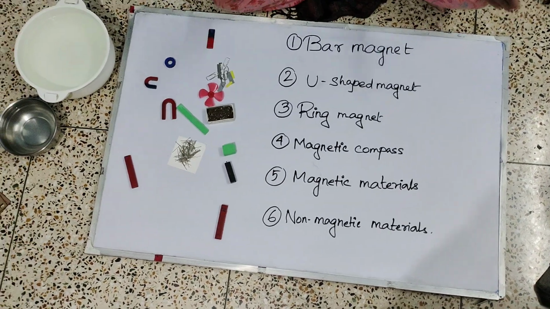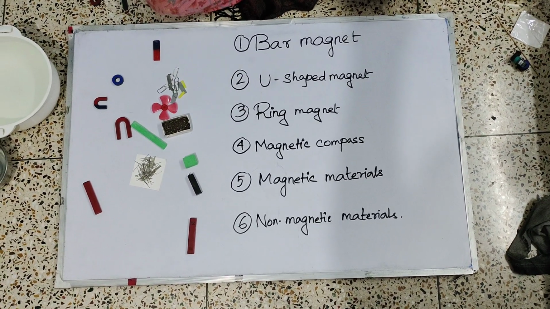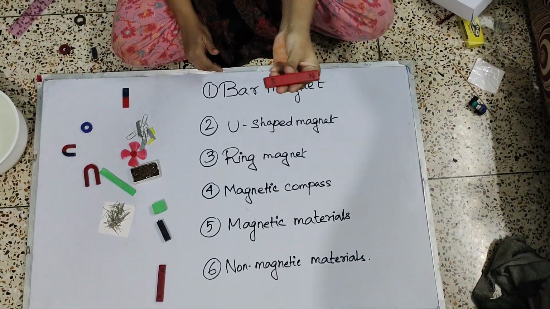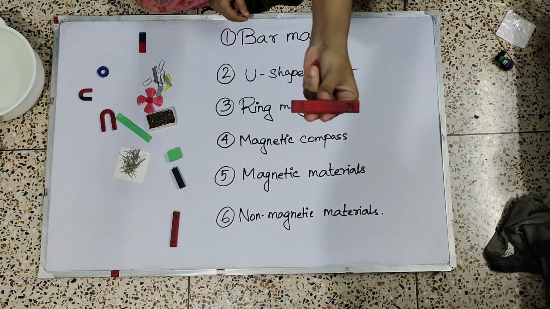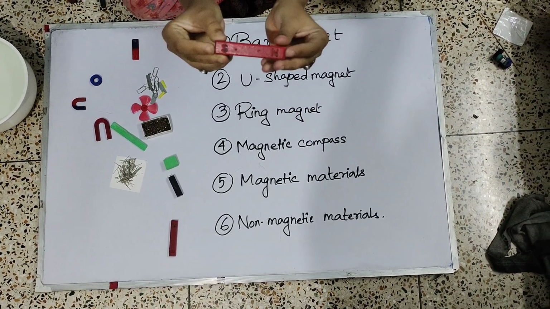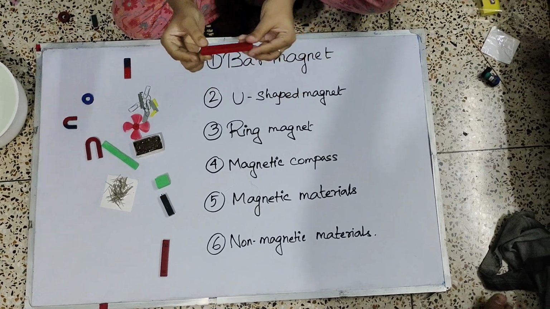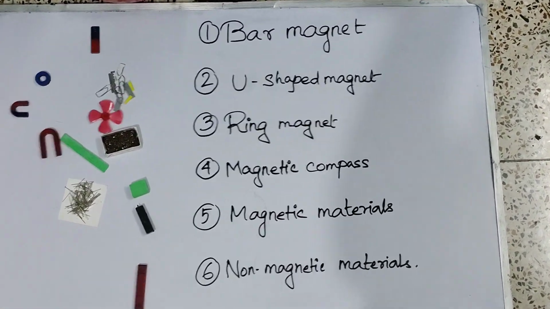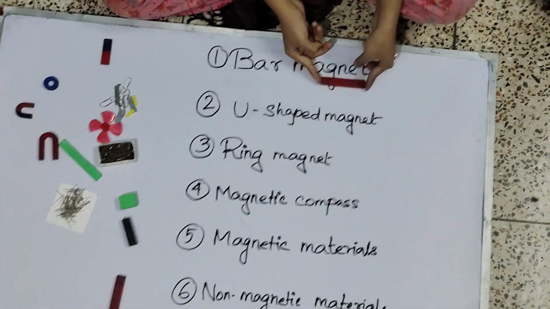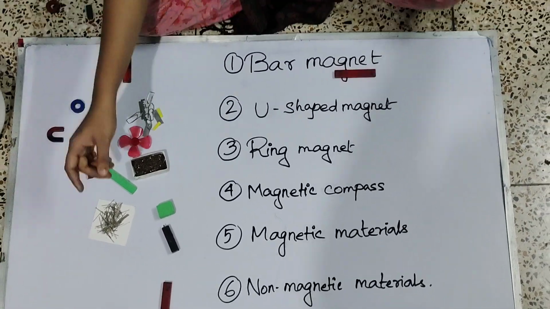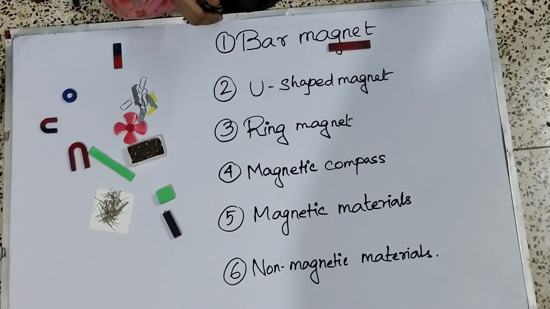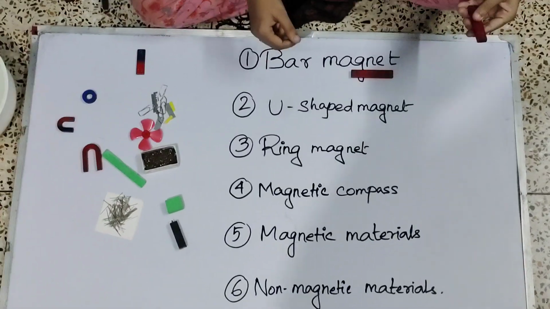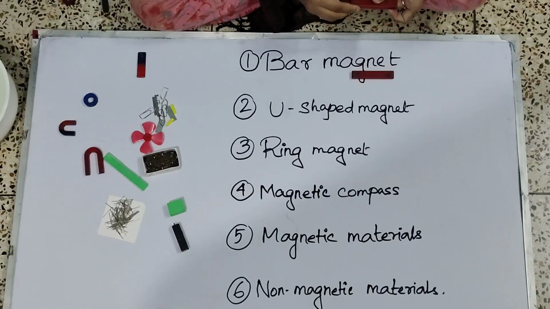Now there are different types of magnets. Have you ever seen this magnet? This is called a bar magnet. This bar magnet is basically rectangular in shape. So I am placing it here. Is there any other bar magnet present? See this, this is also a bar magnet. I am placing it here too.